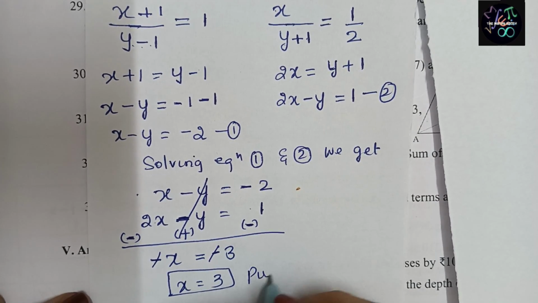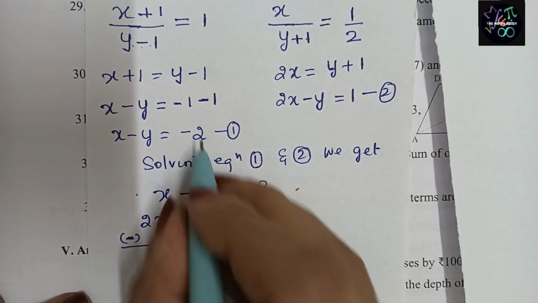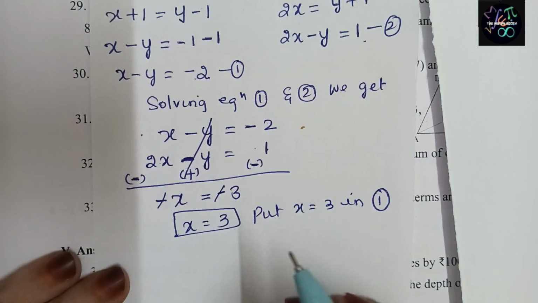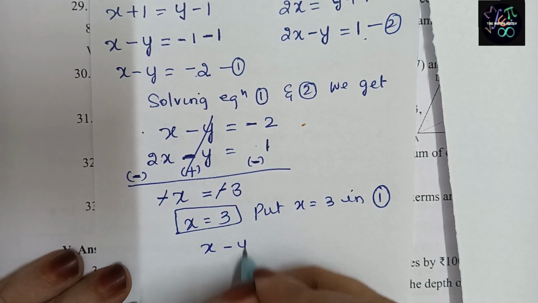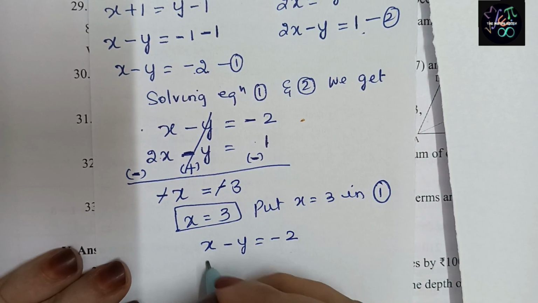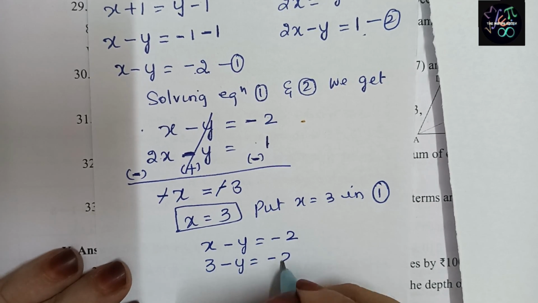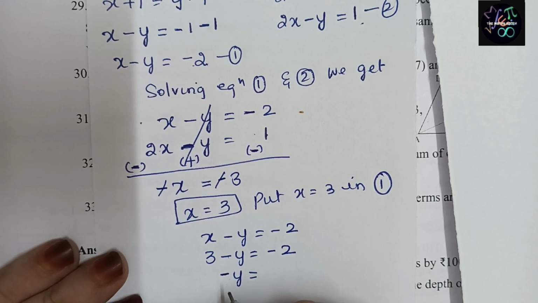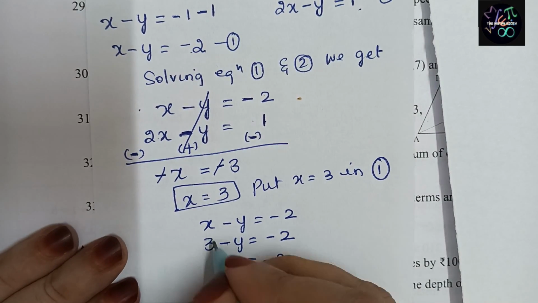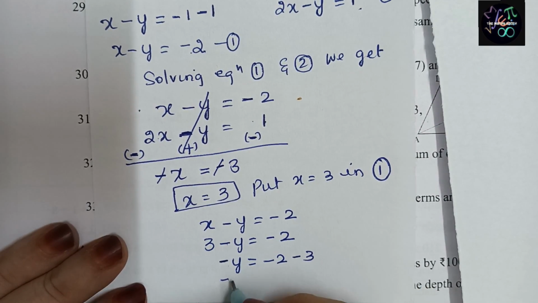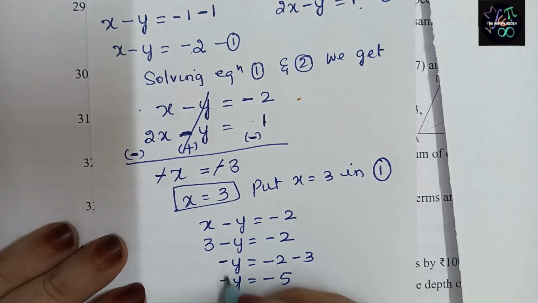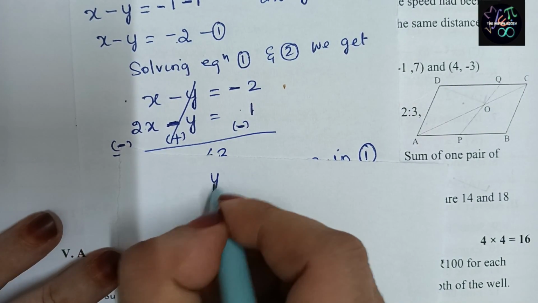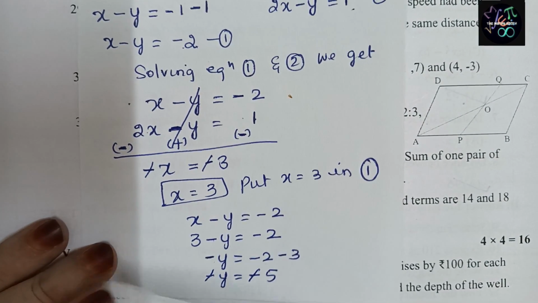Put x is equal to 3 in any one equation. Either this or that, so I will put it in equation 1. I will write equation 1: x minus y is equal to minus 2. The x value we got is 3. So 3 minus y is equal to minus 2. Minus y is equal to minus 2; y has a minus sign now, so we keep it as it is. 3 I am bringing here, it becomes minus 3. So minus y is equal to minus 5. Minus minus got cancelled, so y is equal to 5.